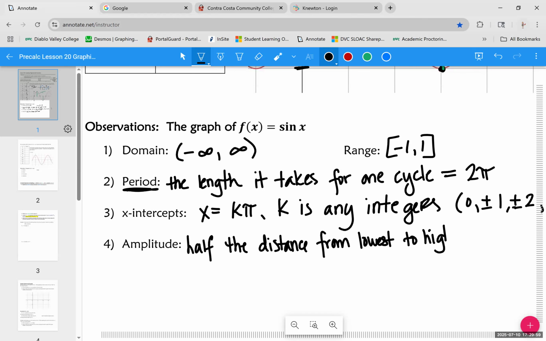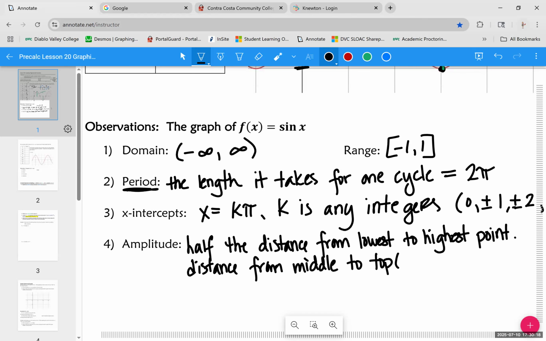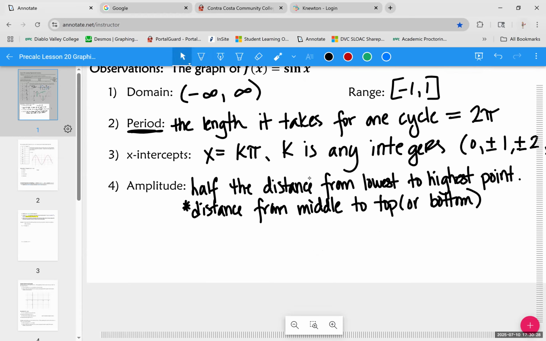Since this graph is so symmetrical, the amplitude in this case, for trig functions anyways, will basically be the distance from the middle of the graph to the top or the bottom. Not all graphs are symmetrical like that, so the amplitude does not always get defined this way, but for the trig functions we're doing, it would be.